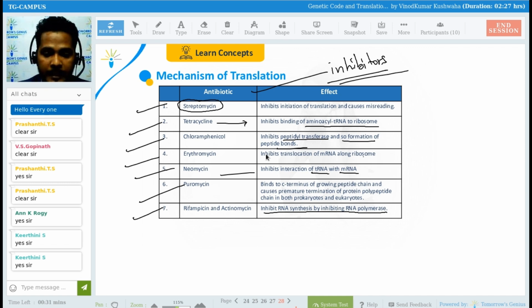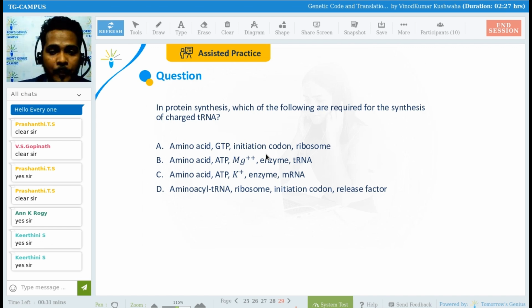Okay, now let's move on to the question-assisted practice. The question in front of you: in protein synthesis, which of the following are required for the synthesis of charged tRNA, meaning charging of tRNA? What are the important molecules required for charging of tRNA?